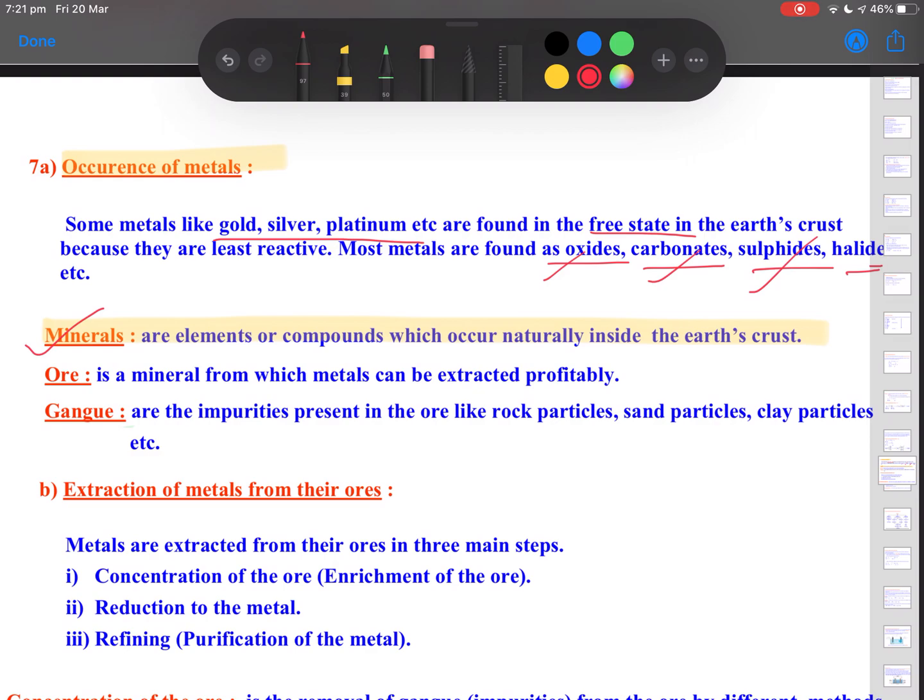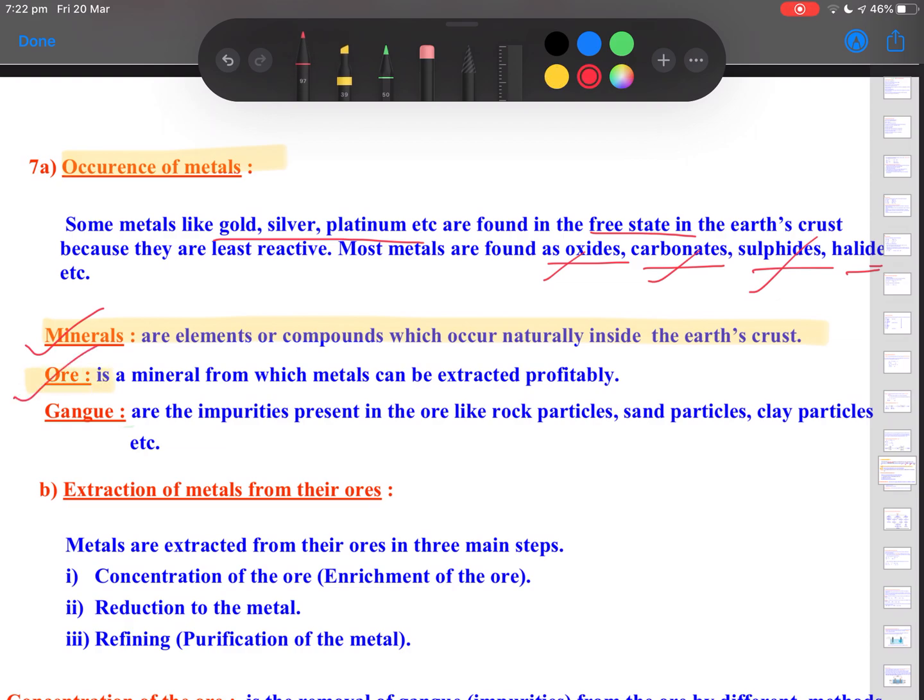Another very important thing is that this process of metallurgy, that is extraction of metal, should be a very cost effective process. It should not be that expensive. The metals which have to be extracted from the earth crust, as I said, are usually found in the form of minerals. But it is not always a rule that metal can be extracted from any mineral occurring in the earth crust. So there is a difference between mineral and ore. You might have heard about this term ore as well. So what's the difference? Let's understand.